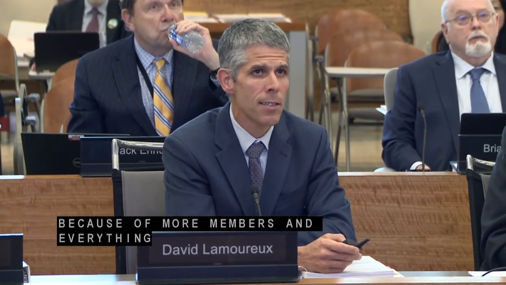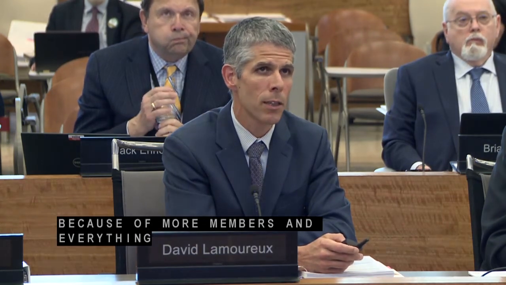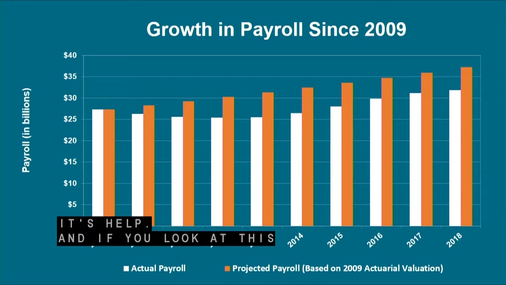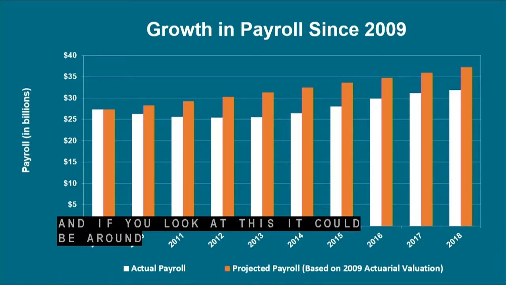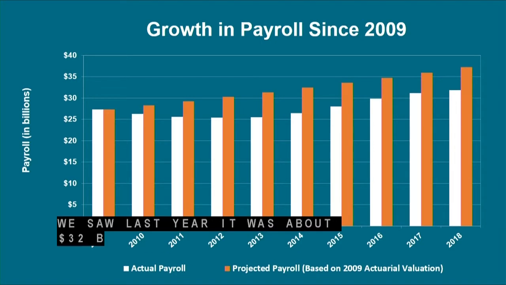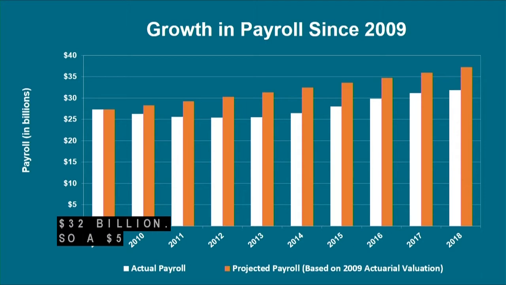Now, if you look at the last 10 years, you start to see something totally different. If you had asked Rick back in 2009, where do you foresee the payroll to be for teachers in California in 2019? His answer would have been probably around $37 billion. Or in 2018. And what we saw last year was about 32 billion. So about $5 billion difference. Now you'll be amazed to see how big of an impact this had.